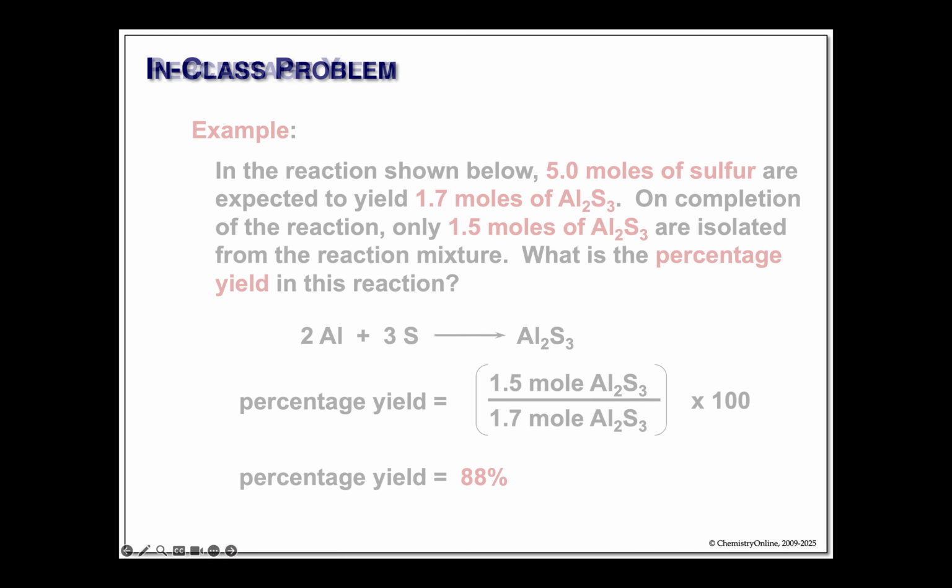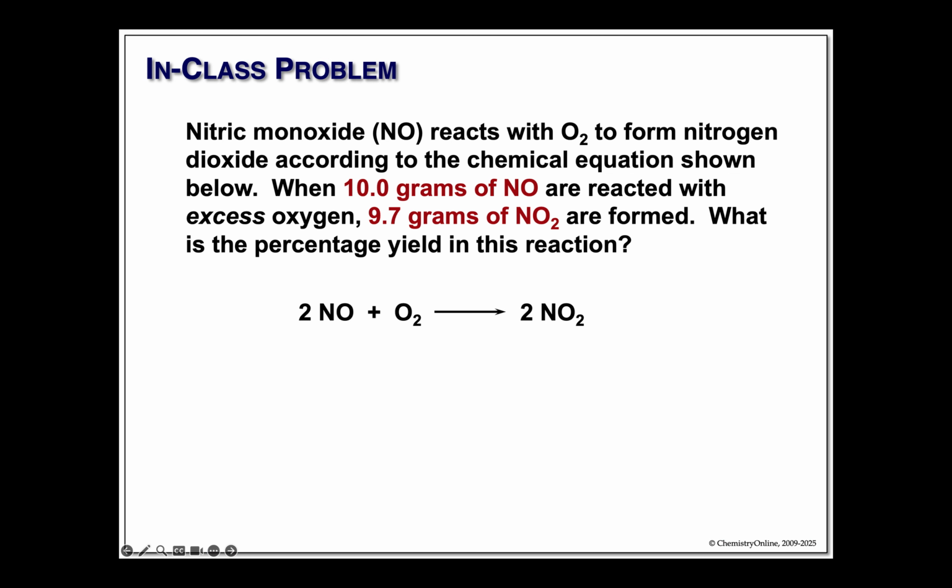Let's do another. This one you have to do a little more work. We're taking 10 grams of NO. We're going to react it with oxygen, and we form nitrogen dioxide. We weigh out the nitrogen dioxide, and it's 9.7 grams. So we took 10 grams here, got 9.7 of our product.